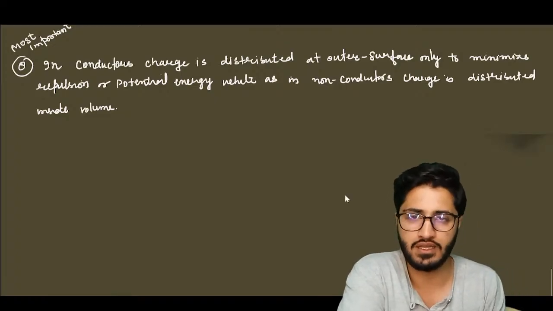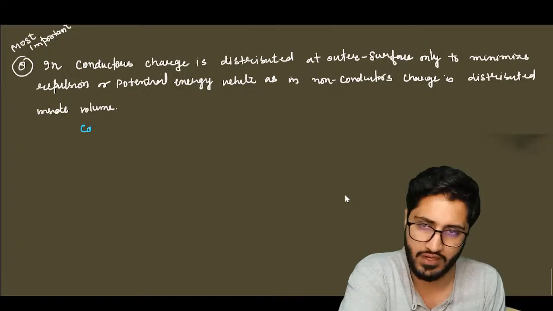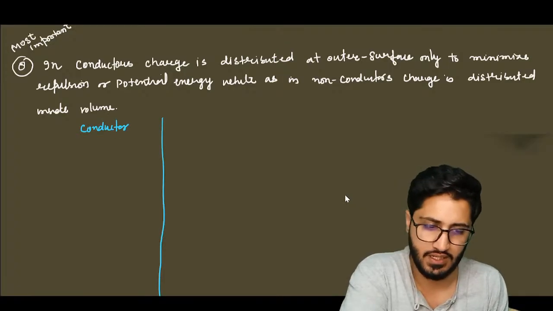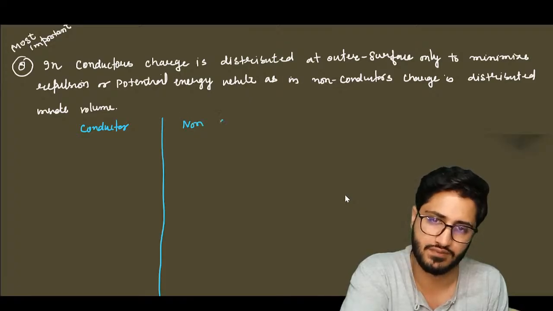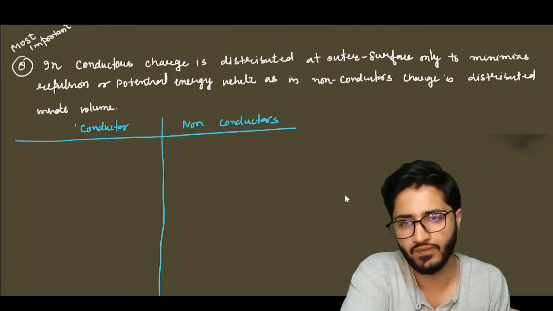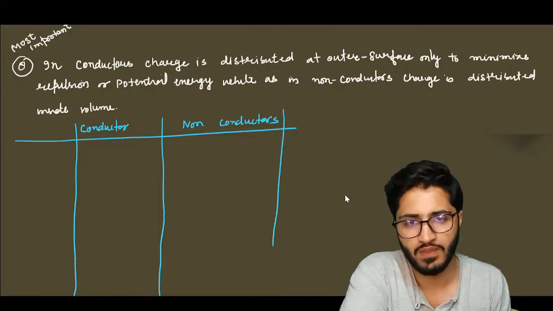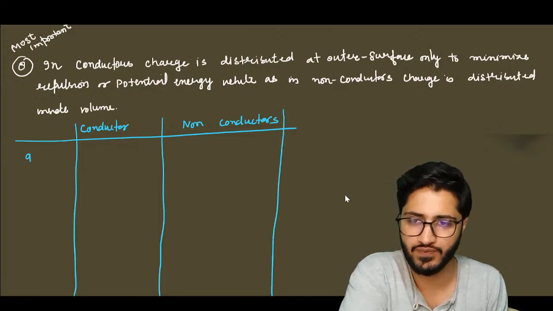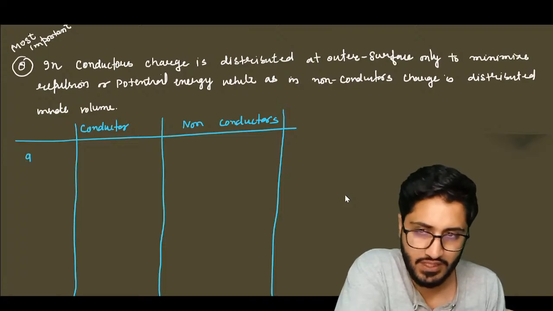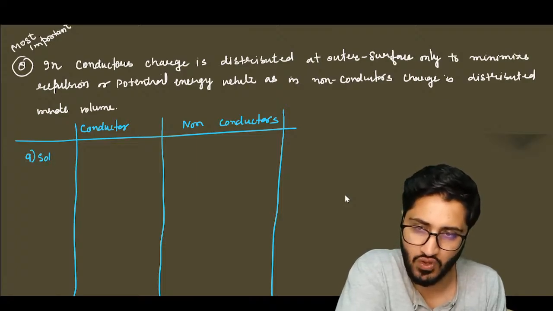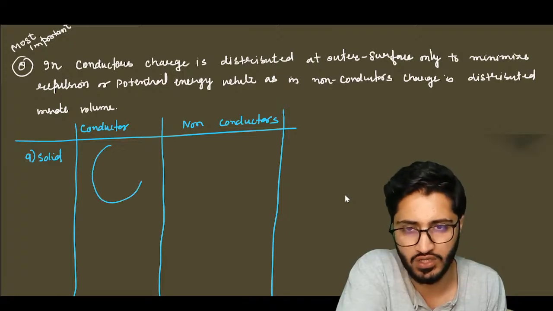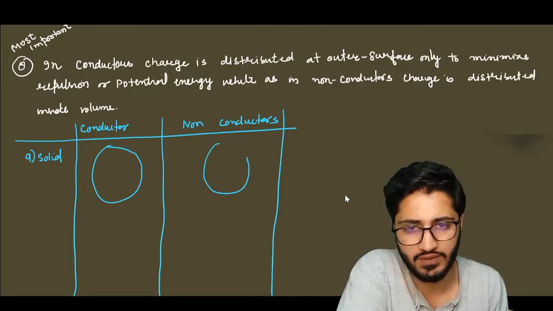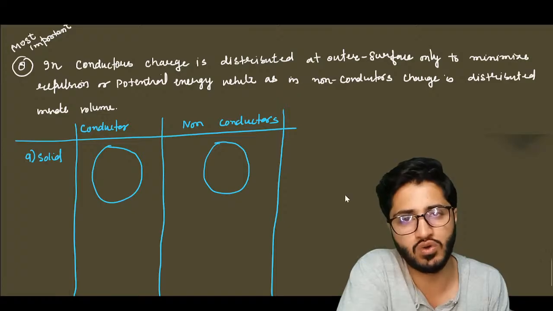So look now. I will make here a table. Here I have a conductor side, then in this side we have non-conductors. First case is what? Solid. If you have a solid conductor, look, solid means mass is throughout it, no?